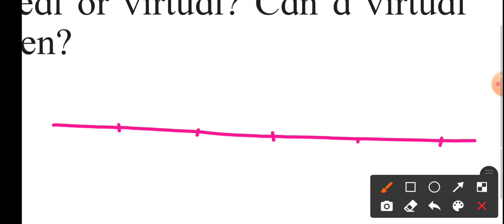So after marking it, take this as a center using your compass. Draw one curvature like this. Then after that, use this particular point and draw the curvature over here. So you will have your convex lens.